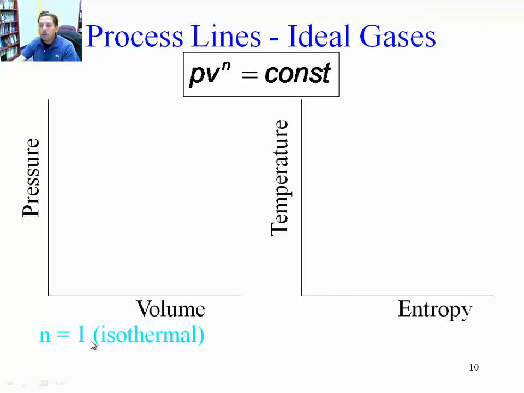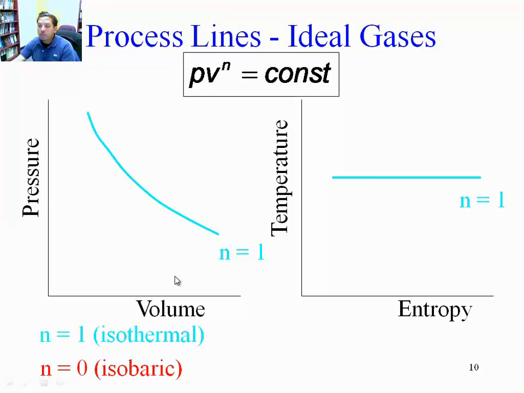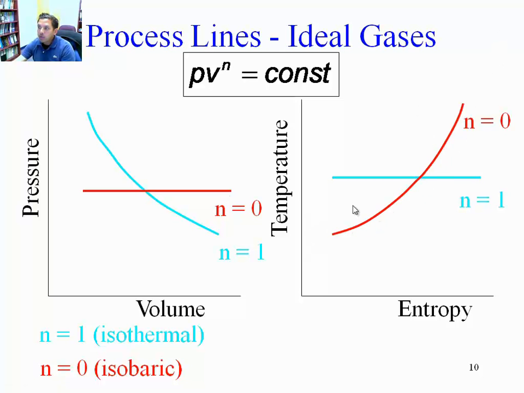Now let's talk about n equals 1, isothermal. PV equals a constant. We know that in the PV diagram it would look like an asymptote. And in the TS diagram, it would look like a horizontal line. Temperature is on the y-axis, so it would not change, so it would be completely horizontal. For n equals 0, an isobaric process, P is equal to a constant. In a PV diagram, it will be a perfectly horizontal line. In a TS diagram, it will be a growing exponential. This is an isobaric line in a TS diagram.